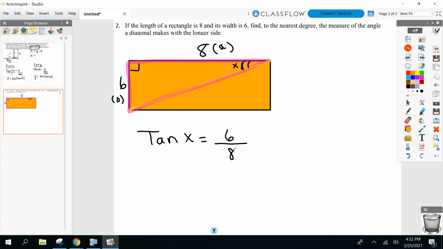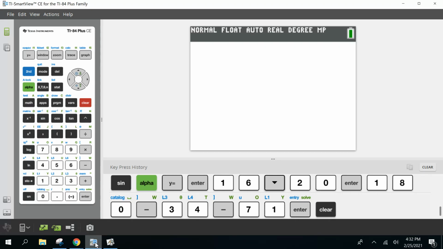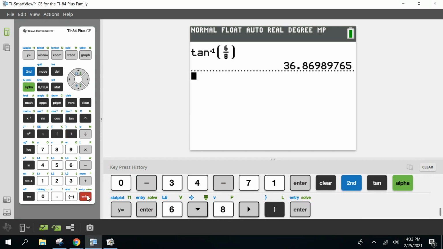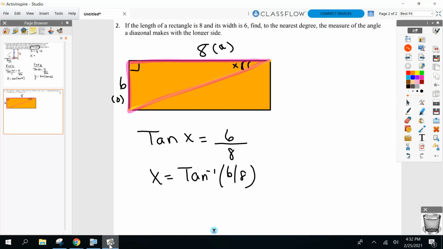We talked today in class, anytime you're finding an angle, I always want to use the inverse of whatever I'm using. So in this case, I'm going to do inverse tangent of 6 over 8. And I'll go to my calculator, inverse tangent of 6 over 8, and then round to the nearest degree. So I'm looking at 37 degrees there. Okay, 37 degrees.